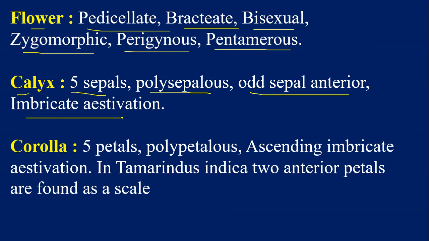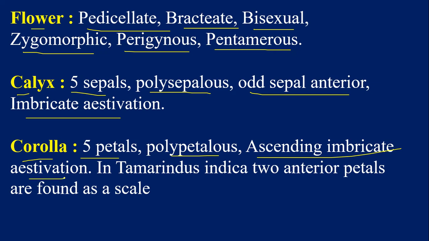Imbricate aestivation is present, where one sepal is totally inner and one sepal is totally outer. The other 3 sepals overlap one another. One margin is inner, another margin is outer. Such kind of aestivation is called imbricate aestivation. Corolla consists of 5 petals. The petals are also like the sepals, free from one another. Aestivation is imbricate, ascendingly imbricate.